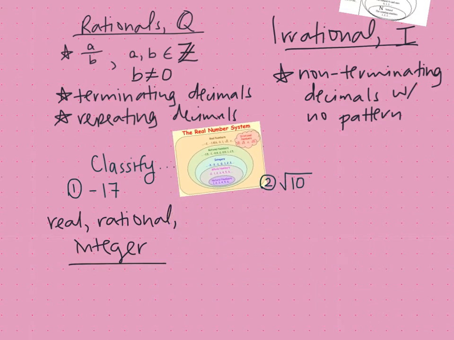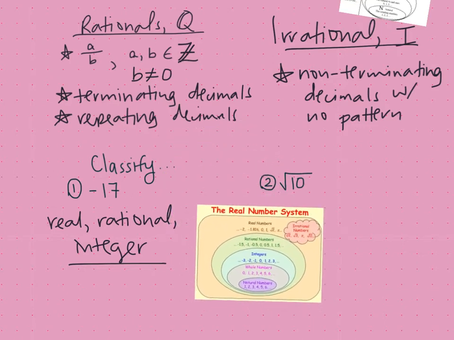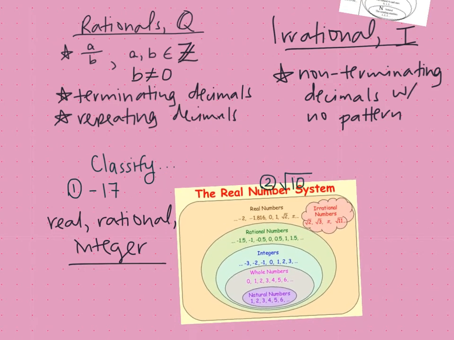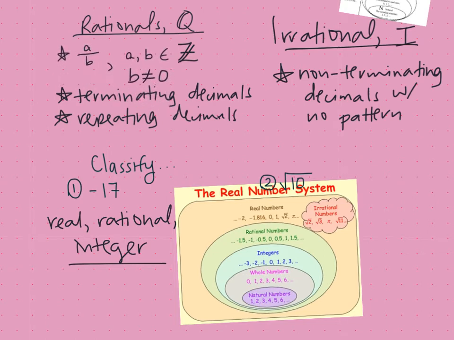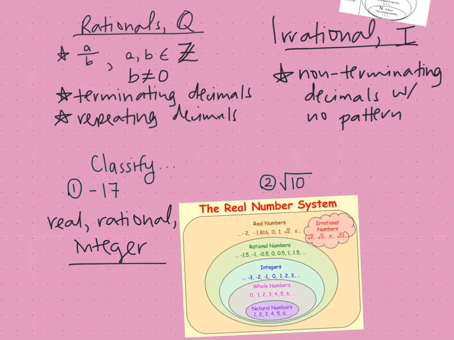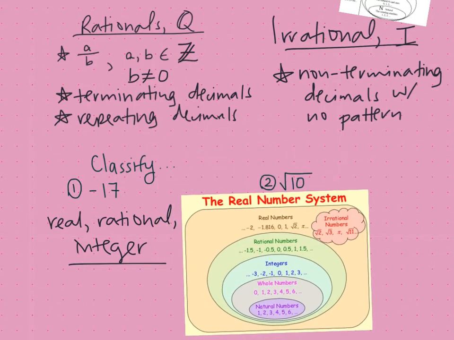Let's take a look at the square root of 10. If you don't know what the square root of 10 is, put it in your calculator, hit enter, and you'll see that it is a decimal that goes on forever and ever and does not have a pattern. 10 is not a perfect square. Therefore, this crazy decimal cannot be put into a ratio of two integers. We can't do that. And so the square root of 10 is an irrational number. Now it's real, so it is both real and irrational.